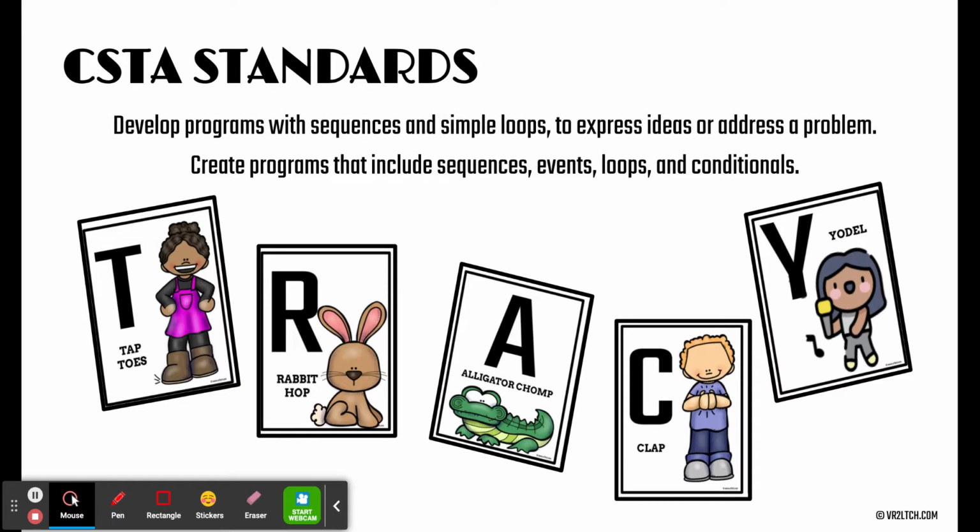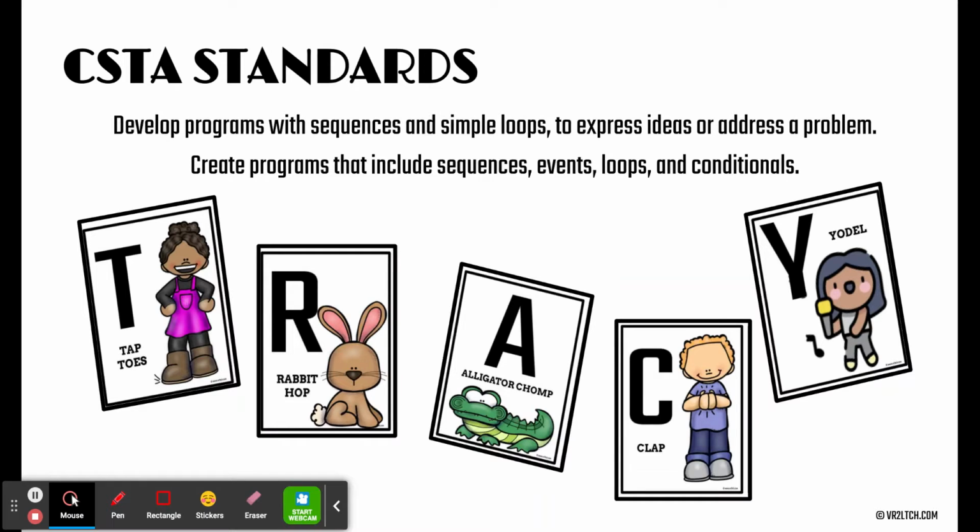If they have a letter T in their name, then they will tap their toes. So a conditional is a cause and effect type of code. And with younger students, it's typically explained to them as if this, then that. First this, then that. Or first next, if then, when then. So when you see a T, then you tap your toes.